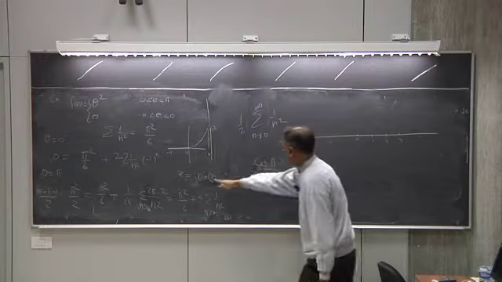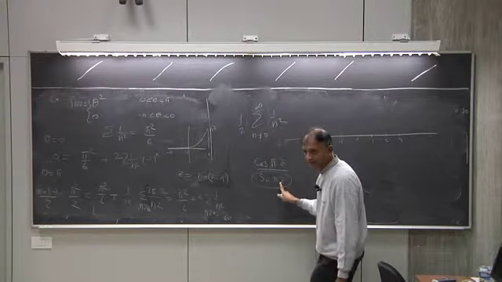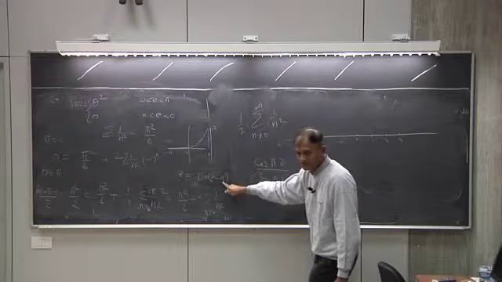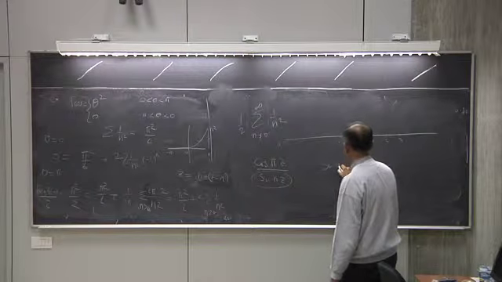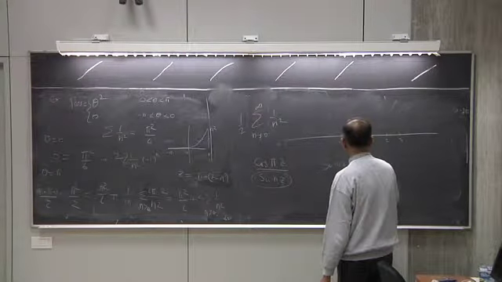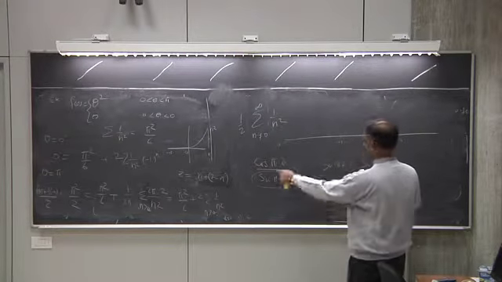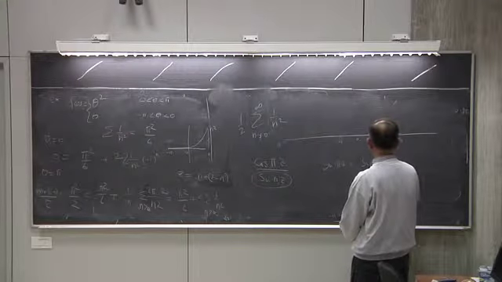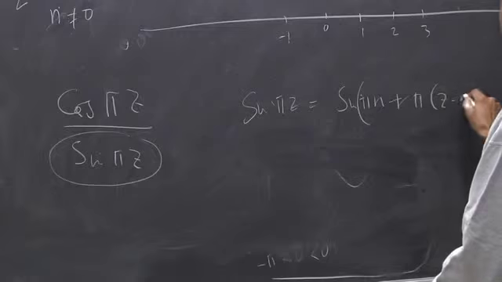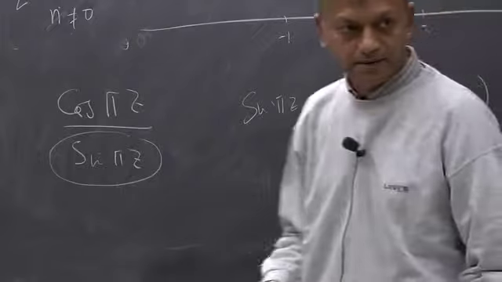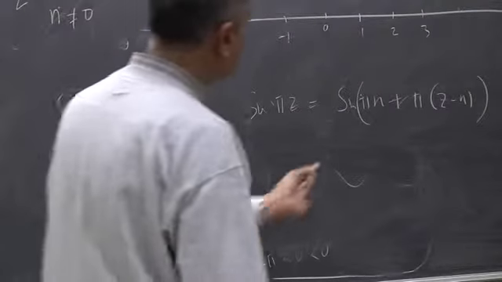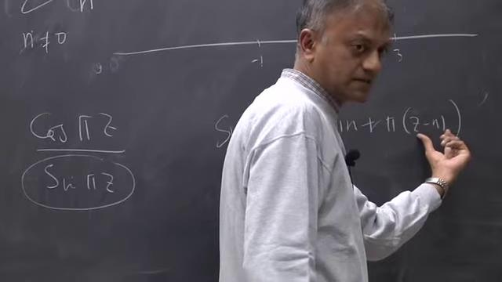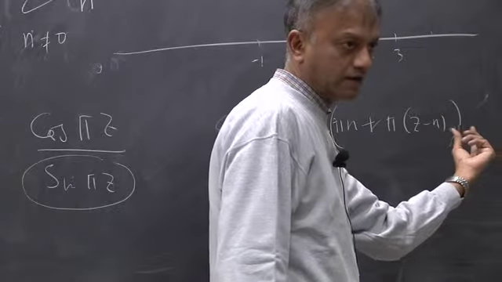So I want to study what happens near z equal to n. So I'm going to make a Taylor expansion here like that. So I can write this: sine pi z is the same as sine of pi n plus pi (z minus n). Correct. I just added and subtracted n. I didn't do anything. But this is what is small, because I'm making the expansion in this. z minus n is small, right?